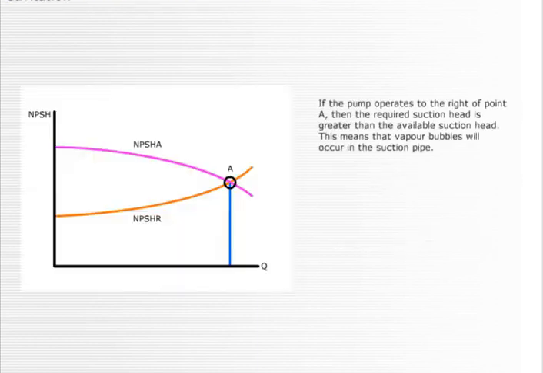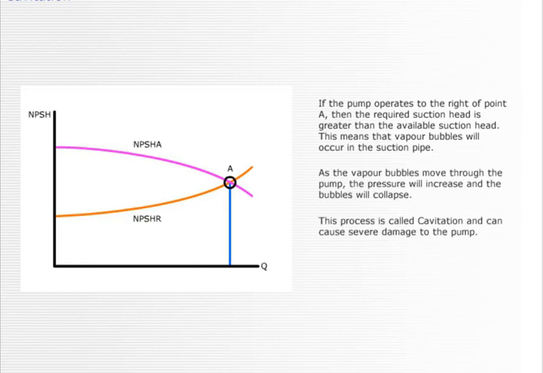If the pump operates to the right of point A, then the required suction head is greater than the available suction head. This means that vapor bubbles will occur in the suction pipe. As the vapor bubbles move through the pump, the pressure will increase and the bubbles will collapse. This process is called cavitation and can cause severe damage to the pump.